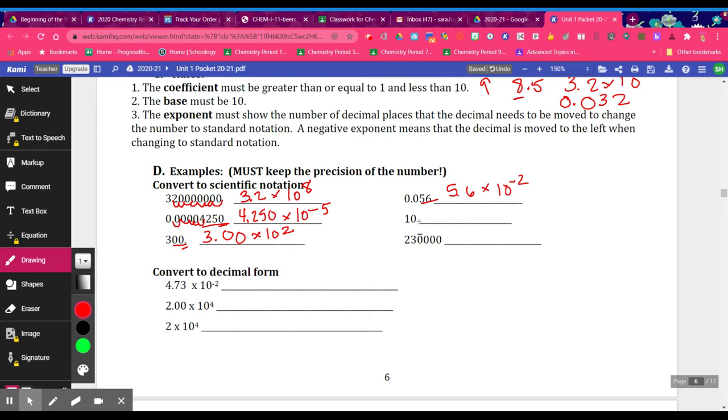Just the number 10, no decimal. This 0 is not significant. We move it 1 time to the left. So this is 1 times 10 to the first. Not that you would ever rewrite 10 in scientific notation, but it is good practice.